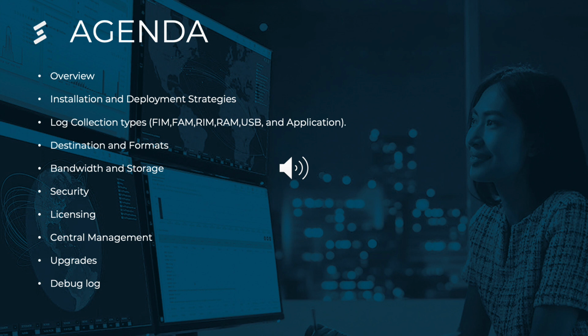Then we're going to talk about some best practices, bandwidth and storage. We're going to talk about the security in our solution and some best practices on configuring to secure your environment better. We're also going to cover some of the licensing features that we have, then central management. We're also going to cover different ways that you could upgrade the agent, specifically through central management. And then in the off chance that you do have an issue with our solution, how to offload some debug logs to send it to our team.